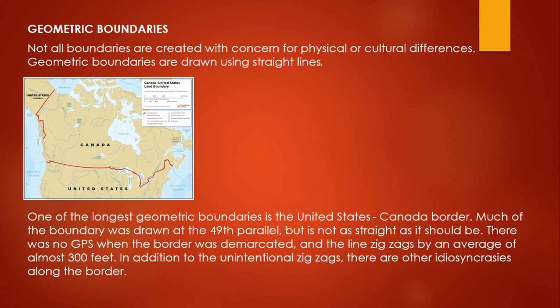In addition to the unintentional zigzags, there are other idiosyncrasies along the border. So it is supposed to be a straight line, but there was no GPS before. That's why it became like that. Right now, the boundary was planted with trees, so the main boundary is all trees, separated by forest trees. So that's all for lesson 1.